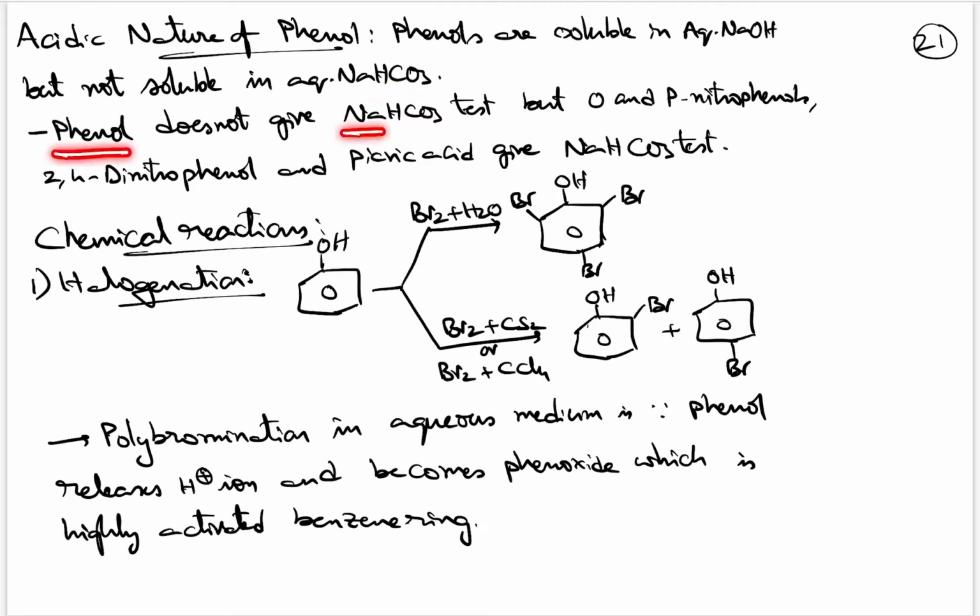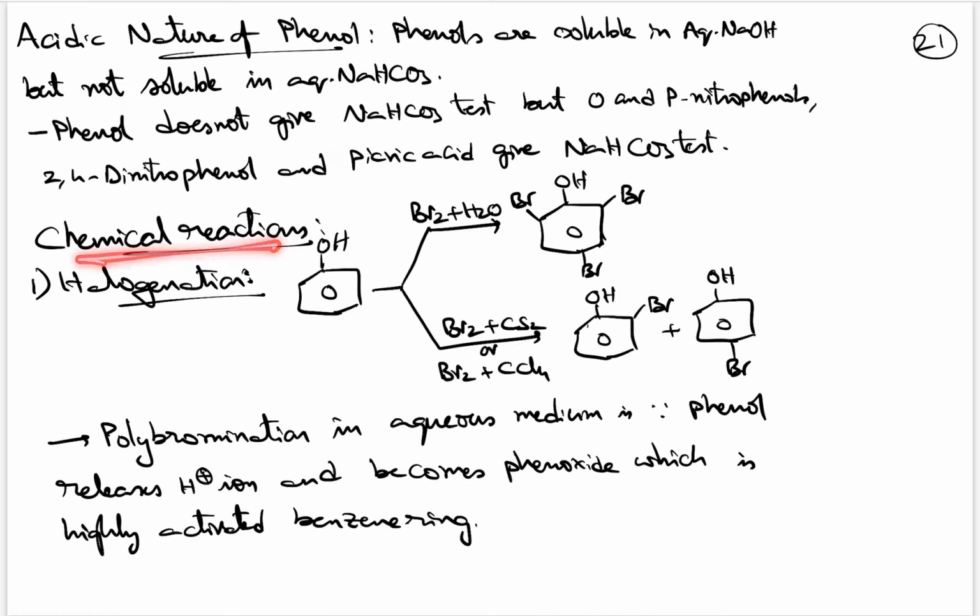Phenol does not give the NaHCO3 test, but ortho and para-nitrophenols, 2,4-dinitrophenol and picric acid can give a sodium bicarbonate test. Okay? That means introduction of a nitro group will increase the acidic strength, so that the acidic strength becomes sufficient to react with a sodium bicarbonate reagent.